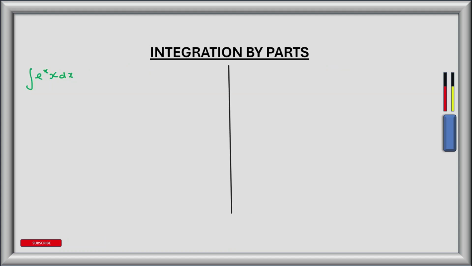Now if we look at integrating e to the power of x times x dx, we can again use integration by parts, which is the integral of u dv equals uv minus the integral of v du. So let's pick u. Let's say u is equal to x in this case, and let's say dv is equal to the rest of the expression, which is equal to e to the x dx. So du by dx, we differentiate it, we get 1. So du is equal to dx, and v is the integral of e to the x dx, which is equal to e to the x.